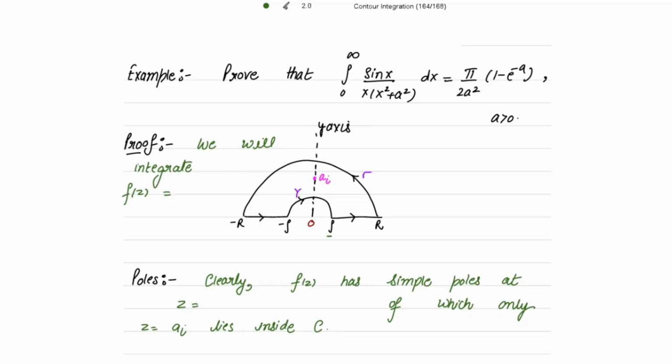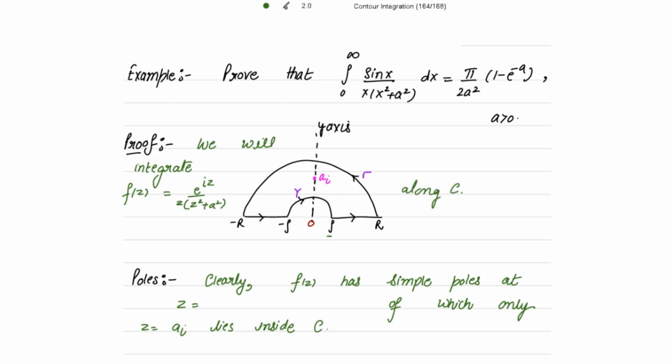Alright, so we will integrate f(z) along C. Since I'm having sine x in the numerator, I will write e to the power iota z for the numerator, and then just replace x with z. So this is e^(iz) over z into z square plus a square.